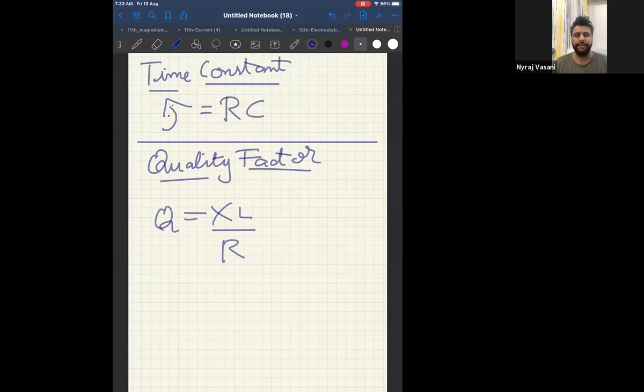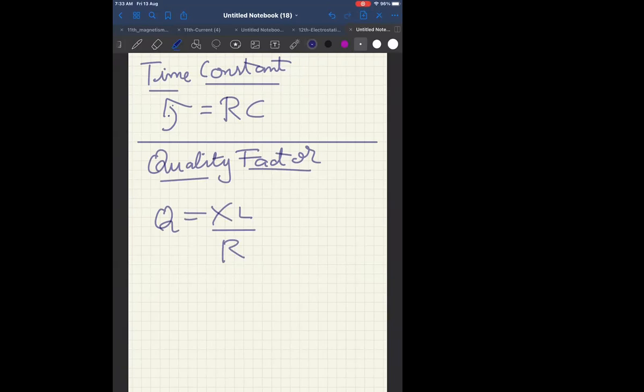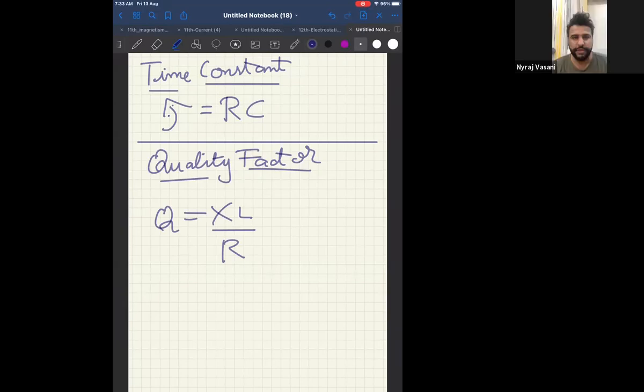Have you done quality factor while doing the actual theory of this? No, sir. Quality factor is XL by R. Make a note. Quality factor is XL by R.